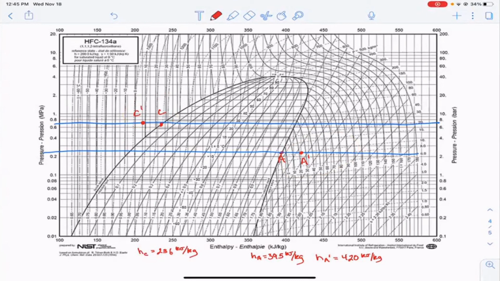And now what we'll do to find state D is go straight down, right? Because we're still going through a valve. So that's still isenthalpic. And so now we have this transition from D to A prime. And we know how to go from C to C prime, and C prime to D. So the only thing that we really have left to do in this problem is to find where we are with respect to B. So we know that the efficiency of the turbine is 75%.